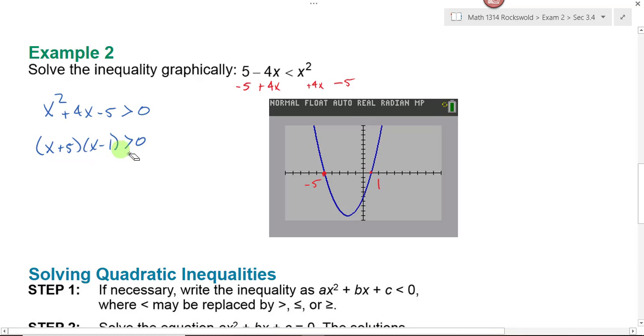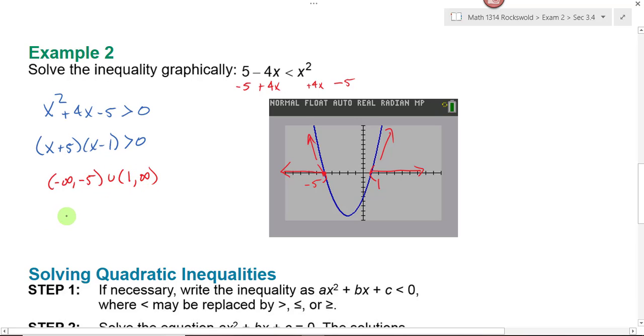Now I wanted to know, where is this greater than 0? So do I want in between, or do I want at the endpoints? Greater than 0 means above the x-axis, and that's going to be these endpoints right here. So my solution is what I have shaded in red right here, and the way I would write that using interval notation is it would be the interval that goes from -infinity to -5 union 1 to infinity.